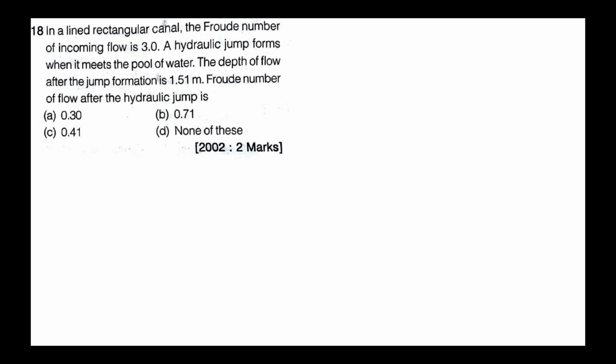Okay, so in a rectangular canal, the Froude number of incoming flow is 3. A hydraulic jump forms when it meets the pool of water. The depth of flow after the jump formation is 1.5 meter. The Froude number of flow after the hydraulic jump. So the question is given, the jump will form, and here is section 2, section 1. Here Fr1 is given 3 and Fr2 you need to calculate, but depth is given at the Fr1. So Fr2 you need to calculate.